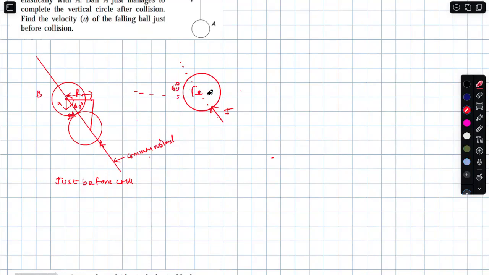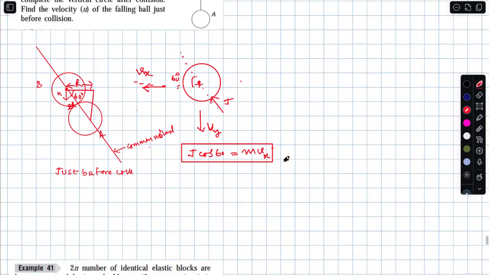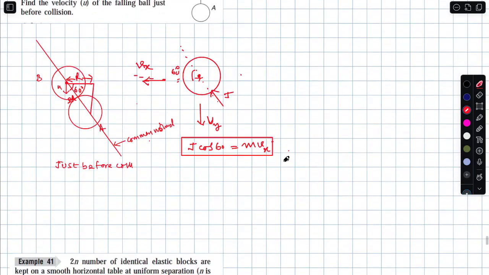So therefore, for example, if this has some Vx velocity, and thereafter the collision, if this has some Vy, clear? So the impulse momentum theorem states that J cos 60 is equal to mVx.